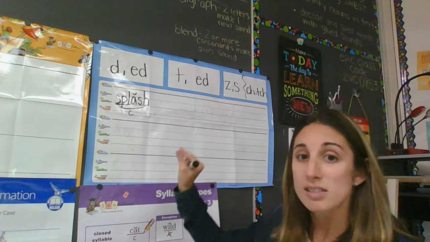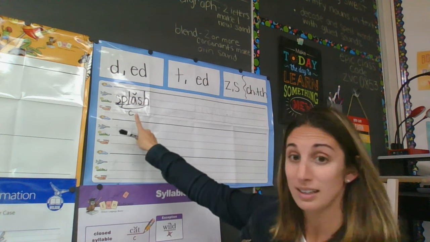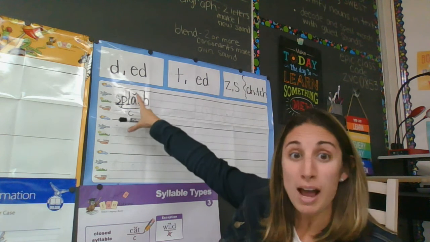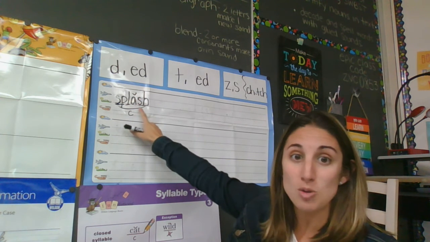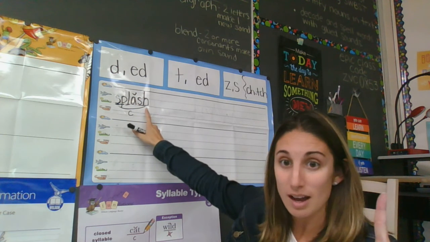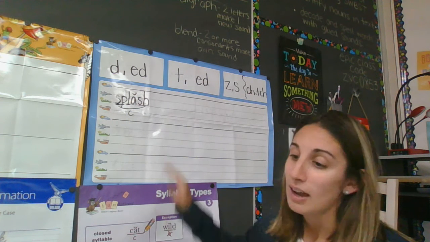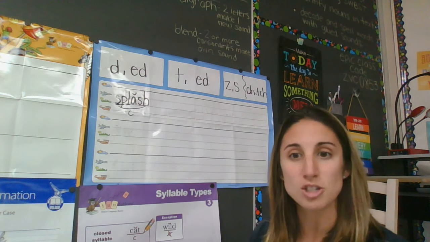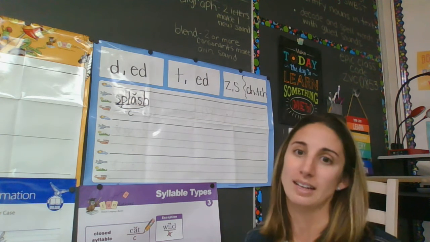Did you get S-P-L? It's a 3-letter blend. Did you mark that? S-P-L. Good. A is our short vowel. Did you put a breve? And it ends with the digraph SH. Did you underline your digraph that makes one sound? It is a closed syllable. Great. Okay, I'm staying in the same row, and my next review word is crunch. Say it. Crunch. I crunch on celery when I eat it.